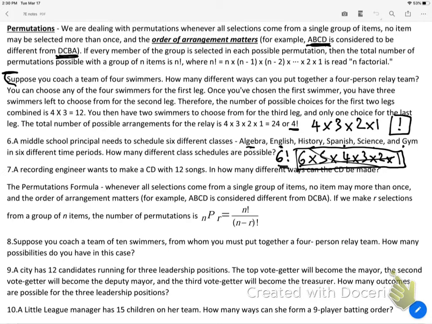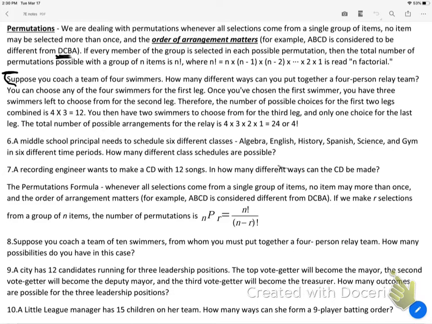Again, let's take a look at question 7. Oh, what we're doing: 12 songs. Again, you can pick a song to go first on the CD. There's only 11 left for the second choice, 10 left for the next one, and so on and so on. Can you see this is going to be 12 factorial? I'd rather put that in my calculator and get an answer than try to do this. That might take a while, okay? Again, it's just a quick way of doing it. Use the actual factorial button.